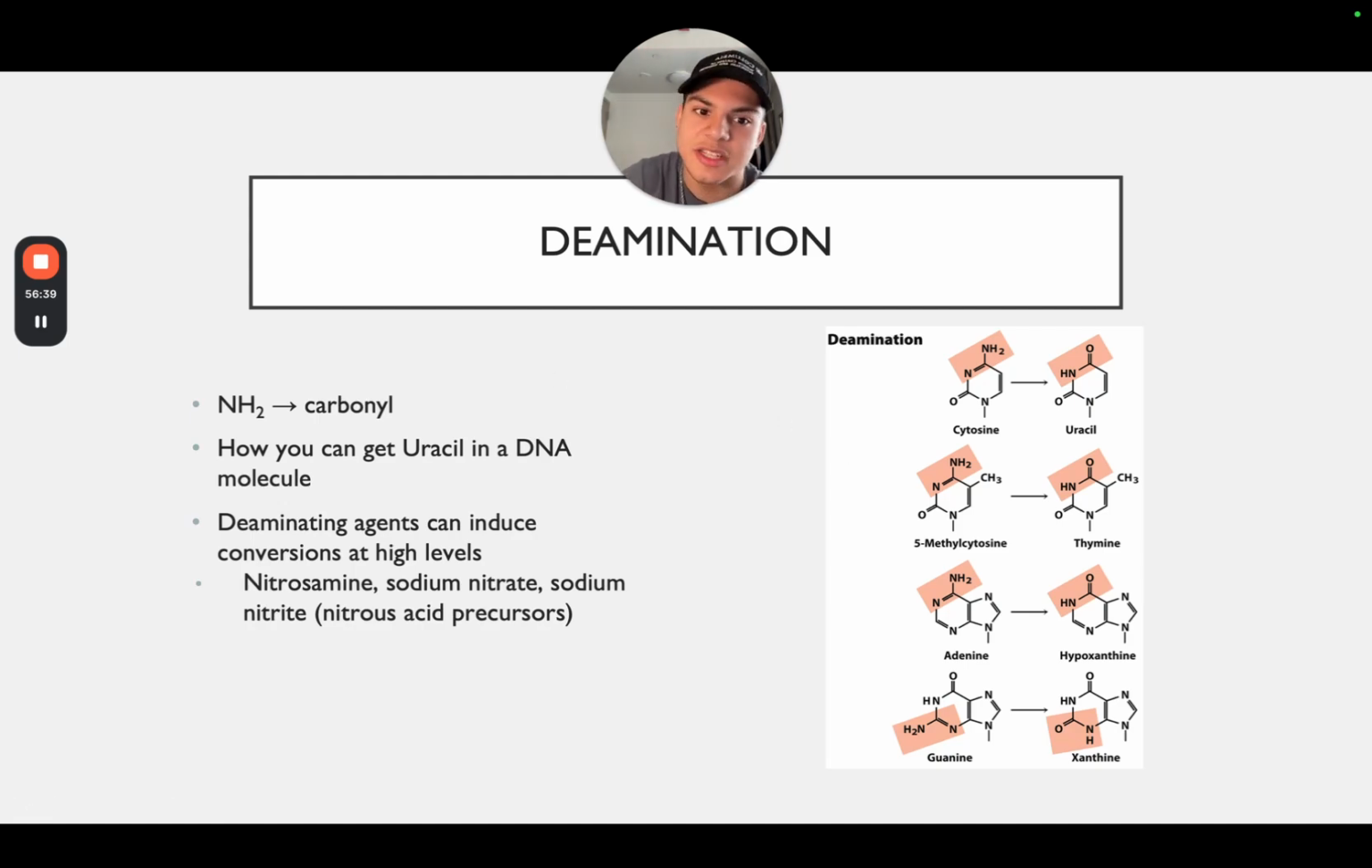So deamination just means that we're removing the NH2 group on the carbonyl, and forming a carbonyl in its place. As you can see here, we have cytosine, we deaminate the top, and we form this carbonyl, which means it's uracil, right? So this is how you can get uracil in a DNA molecule. Deaminating agents can induce conversions at high levels, meaning that nitrosamine, sodium nitrate, sodium nitrite, nitrous acid, like precursors, can cause this deamination to occur in the first place.